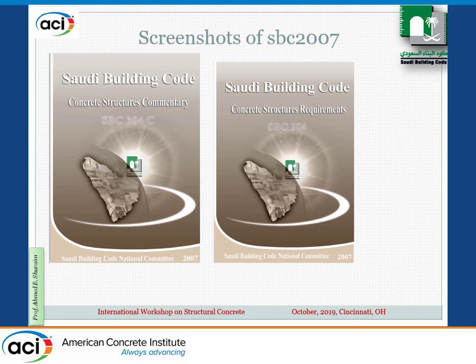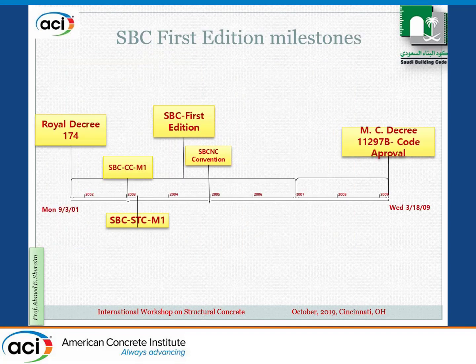So it is the ACI version. At that time we published it separately, so we have the commentary in one volume and the requirements in another volume. So anyway, these are the milestones for that one. We started in 2001, as I mentioned, and eventually the code became available in 2007. However, it became not mandatory, but at least recognized by the government in 2009. So there is a Ministry of Council, that's the MC decree.